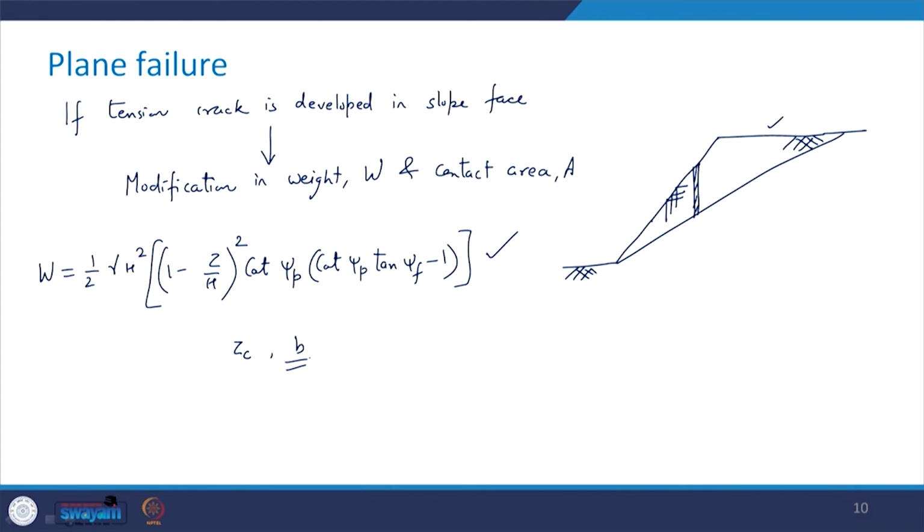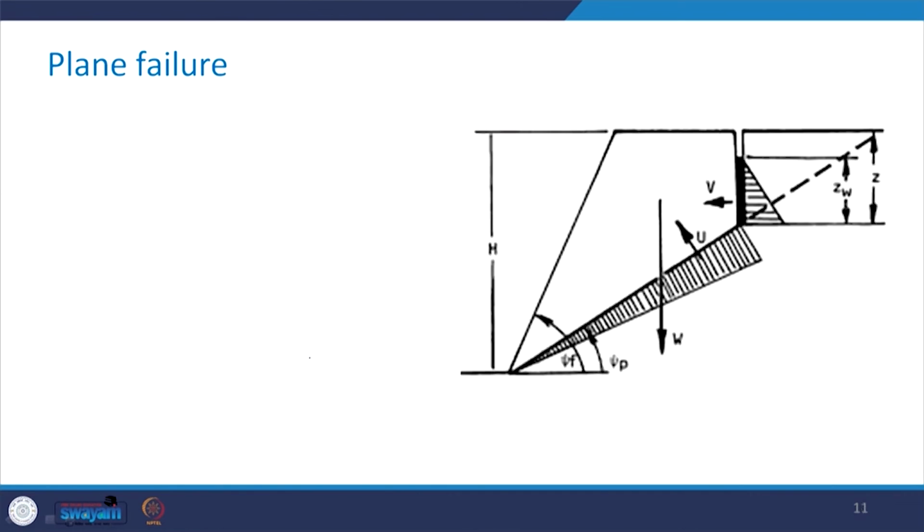Now, let us say the tension crack that is there in the upper portion of the slope like this, as shown in this figure, and there is a presence of water in the tension crack. Then how are we going to consider this in the analysis? So, we have it here as the consideration of the groundwater table.